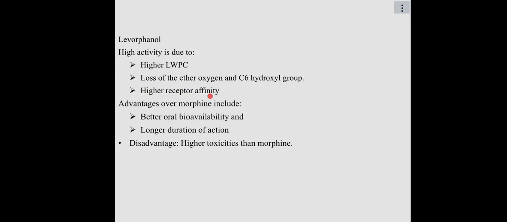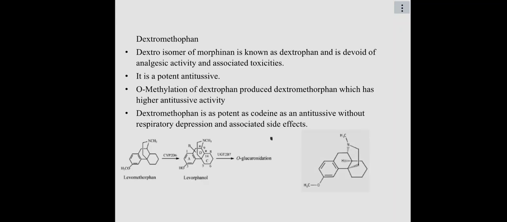So we have talked about the highest receptor affinity because one, you've also removed the polarity, you have increased the lipid solubility at that ring C, but also you have changed the conformation of ring C to be that of the chair conformation, which better interacts with the receptor. Advantages of levorphanol include better oral bioavailability and longer duration of action. Disadvantages, of course, it will have higher toxicities, including addiction, tolerance, and all those other things like hallucinations and all those withdrawal symptoms.